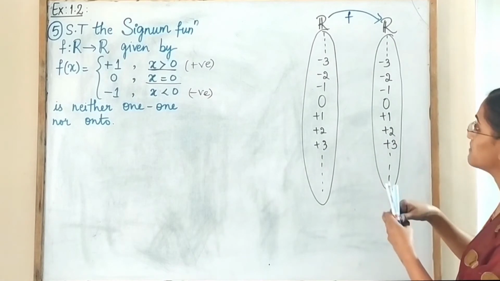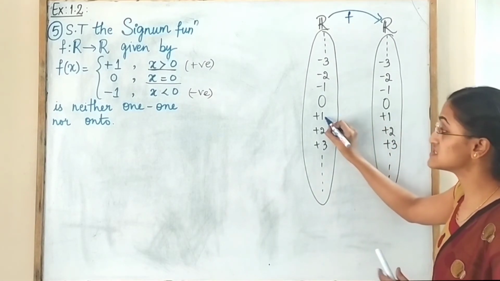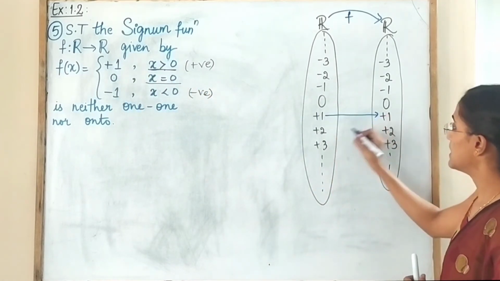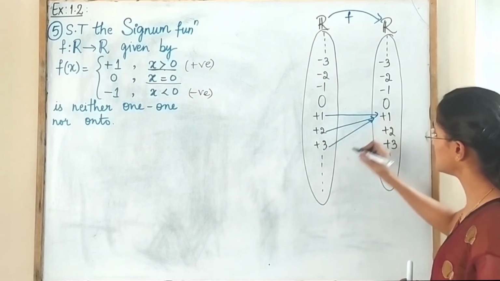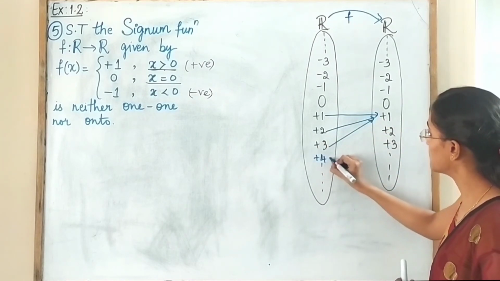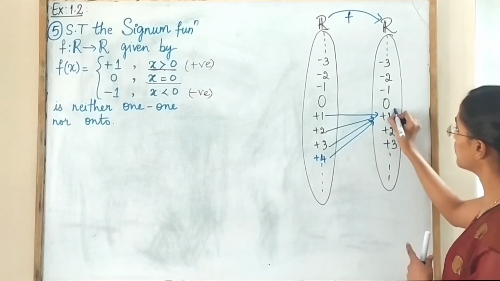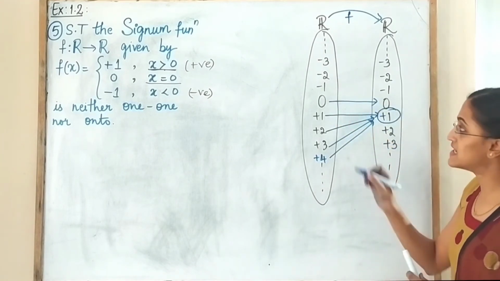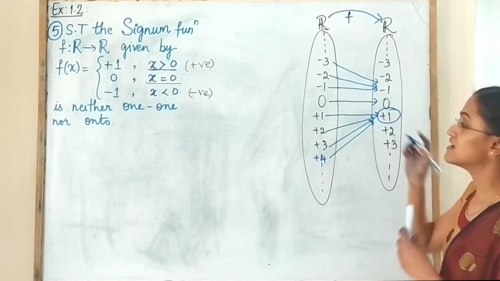Now trying to map that, as per the definition, +1 is greater than 0 and hence has the value +1, +2 is greater than 0 again gives +1, +3, +4 if you are having, even that will be mapped to +1. All the positive numbers will be mapped to only a single element +1. 0 will be mapped to 0 itself. All the negative numbers will be mapped to -1.